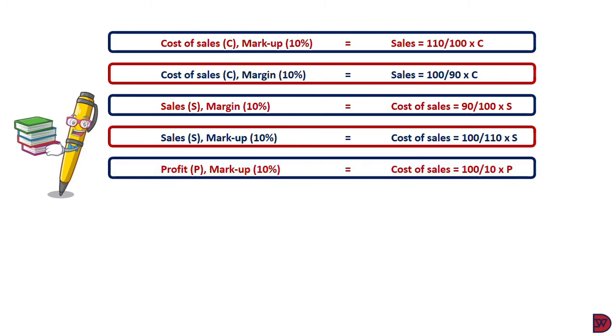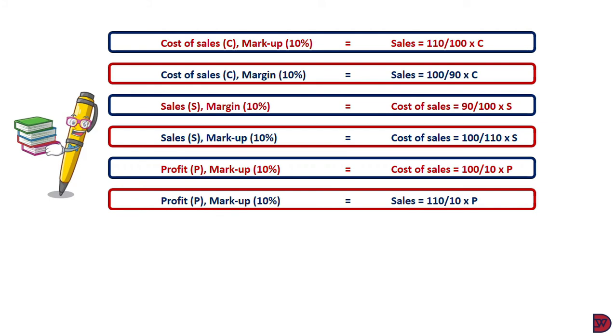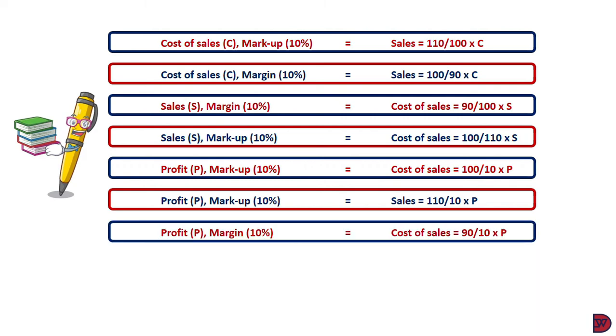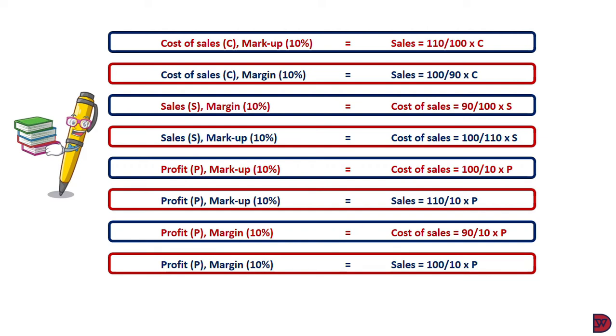When you have the profit figure and you have the markup, which is the percentage, to find cost of sales, you can divide 100 by 10 times the profit. When you have the profit figure and you have markup, to find the sales, you divide 110 by 10 times the profit. When you have the profit now and you have a margin, to find the cost, it will be 90 divided by 10 times the profit. And finally, when you have the profit and you have the margin, sales will simply be 100 divided by 10 times the profit. Let's test our understanding.